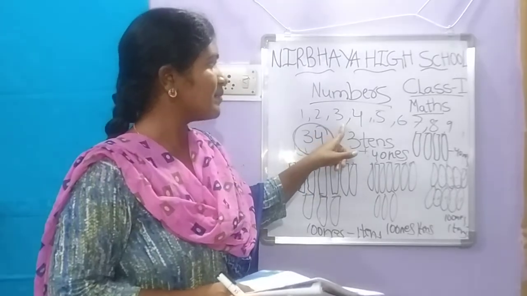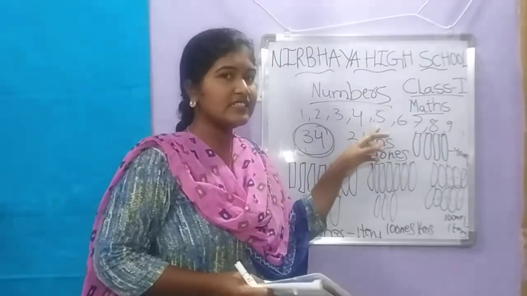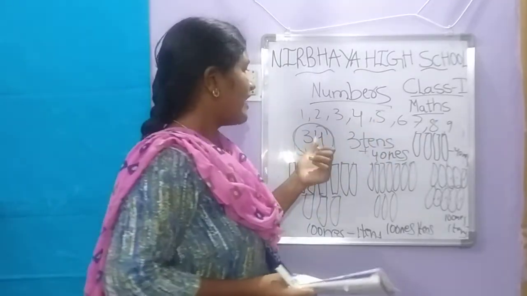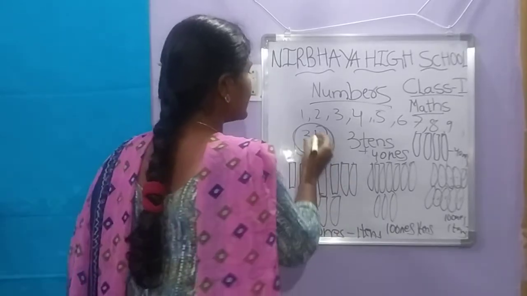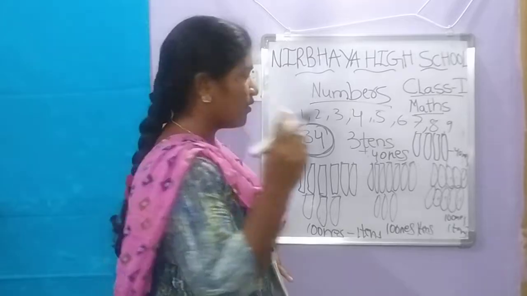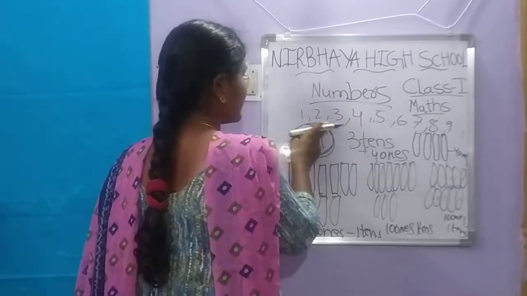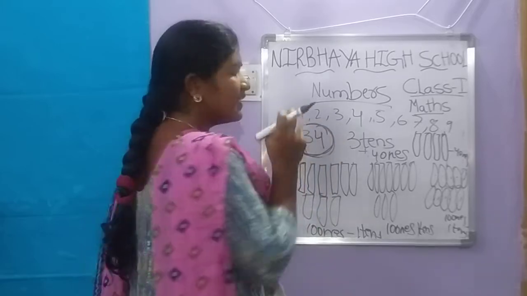What are 1 digit numbers? 1, 2, 3, 4, 5, 6, 7, 8, 9. These are the single digit. It has only 1 digit. And these are the 2. 34 is a double digit. Double digit means 2 digits. So 3 and 4, these are the 2 digits. So these are called 2 digit numbers.